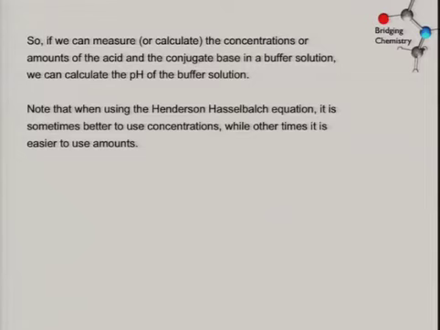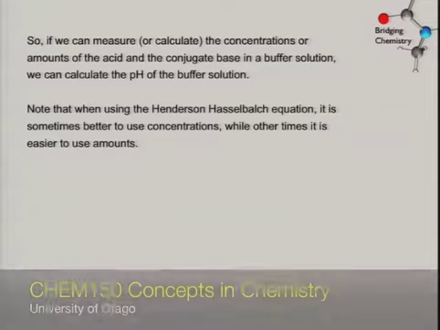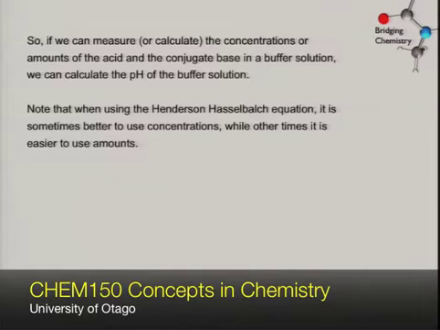And then it says, note that in using the Henderson-Hasselbalch equation, it's sometimes better to use concentrations, while other times it's easier to use amounts. I like amounts better. And that might just be because I'm a math phobe, but nonetheless, there's some of the stuff in the calculations that we're going to do that just doesn't seem right to me to use when we're using concentrations. So I would always use amounts.